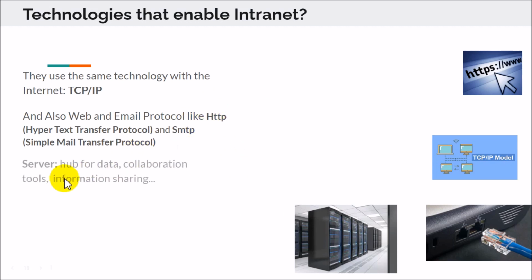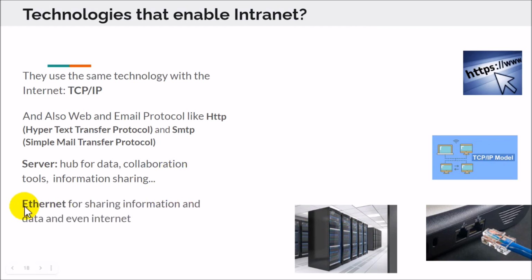Okay, so also you make use of a server. This is like a big powerful computer that can contain all the files and all the collaboration tools that a business can use to work together. So this information can be stored here, and anybody that has access to the network can access the files inside that server and work with them in a collaborative way. They also make use of Ethernet. Ethernet is like a connector like this, so they can use this to connect computers together.